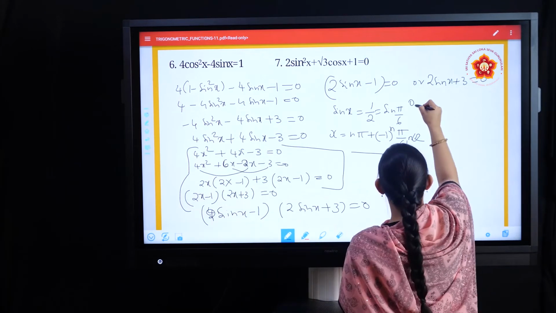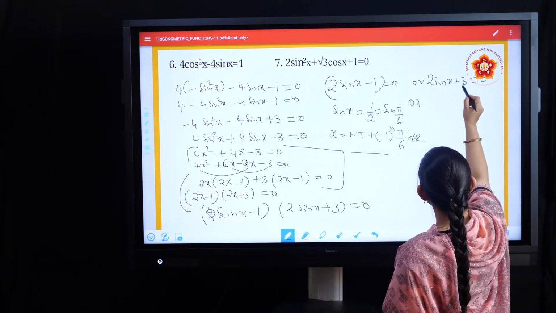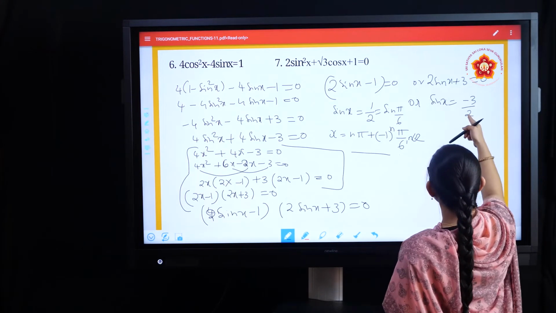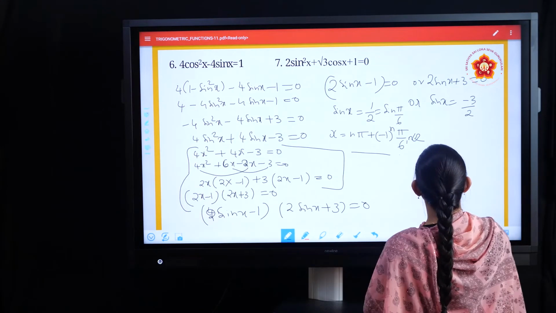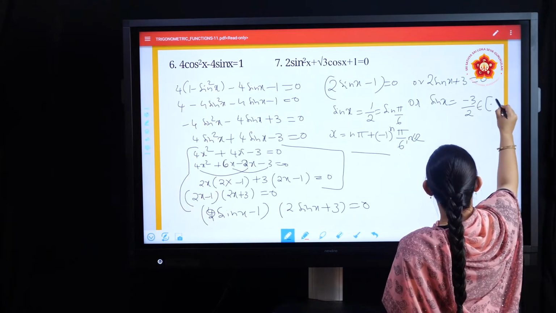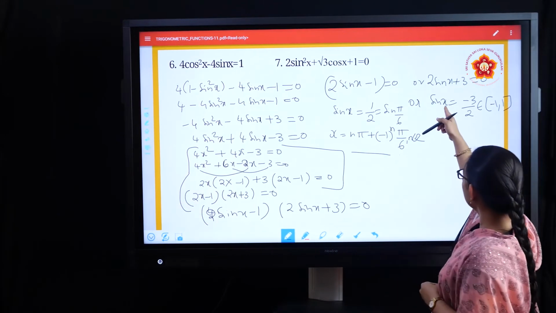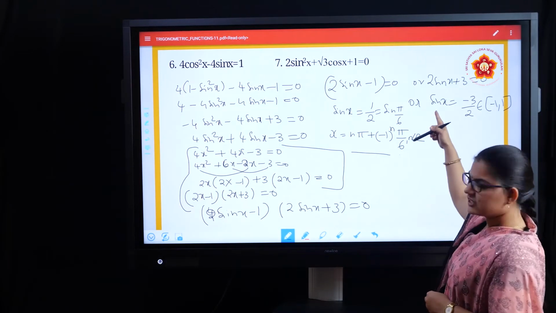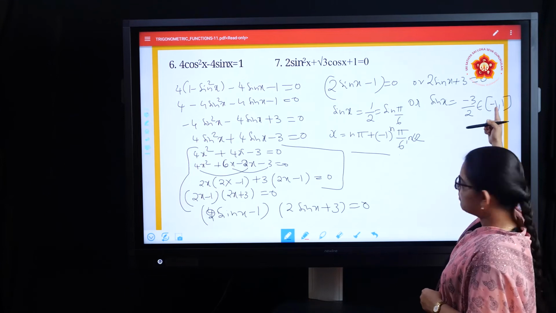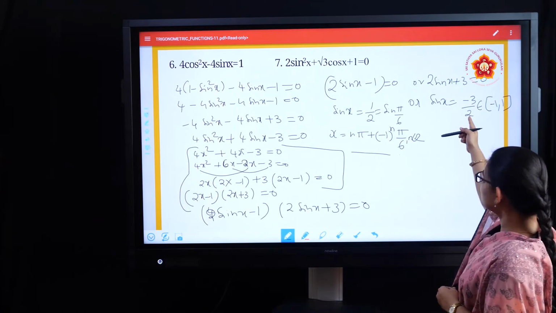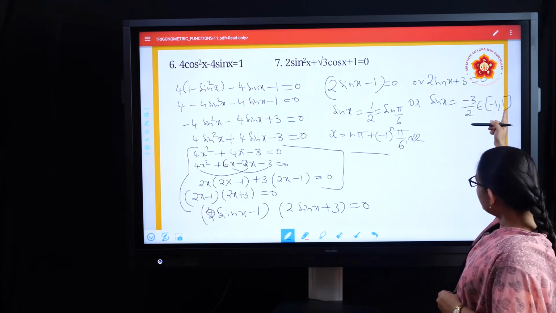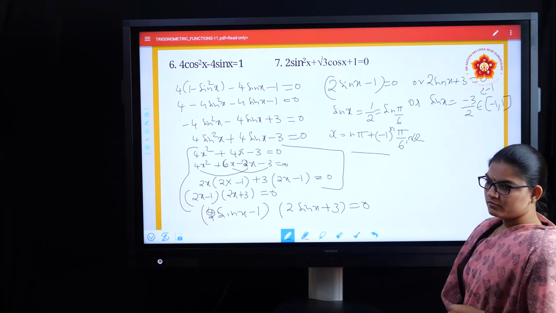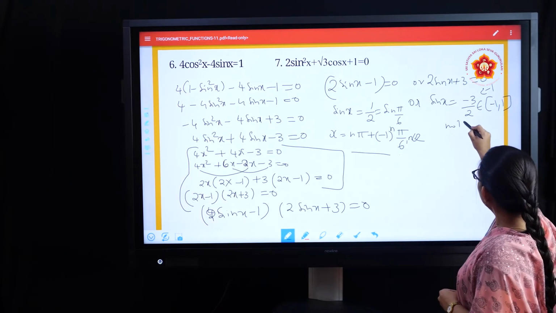And here we have another case, that is 2 sin x plus 3 is equal to 0. So I can write sin x as minus 3 by 2. But minus 3 by 2 does not belong to this range, right? We know that the value of sin can take only from minus 1 to 1. But here we are getting minus 3 by 2, which is not in this range, which is less than minus 1. So therefore this is not possible.